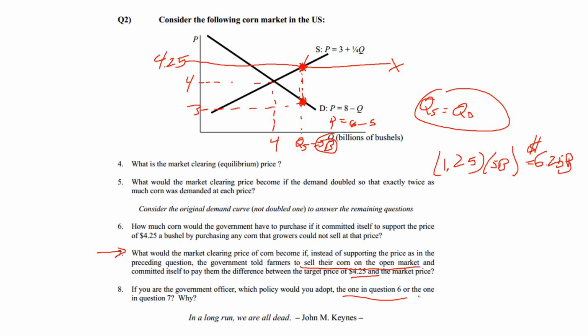So which would you choose? Well, Policy 6 is cheaper. So, if that's what you're going for, there you go.